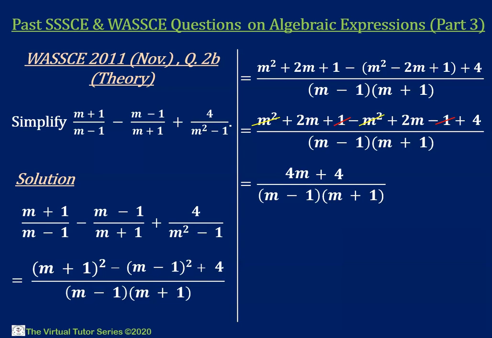The numerator has a common factor of 4. So let's factor 4 out to have 4(m + 1) all over (m − 1) times (m + 1). (m + 1) cancels out (m + 1), leaving 4 over m − 1.